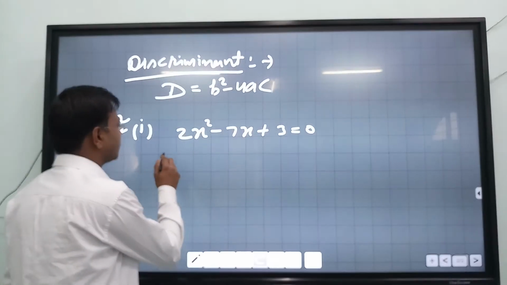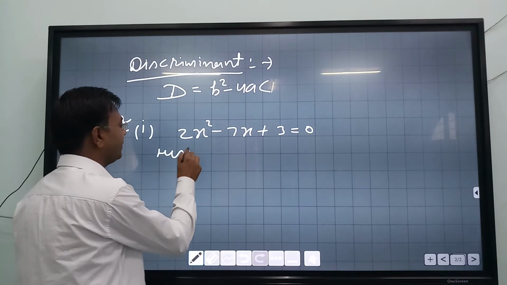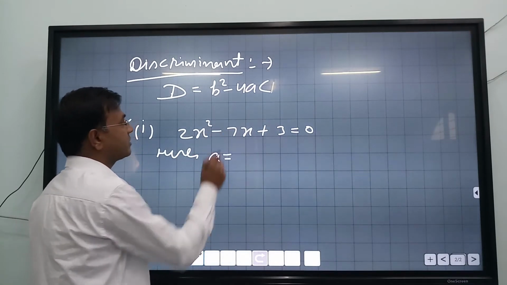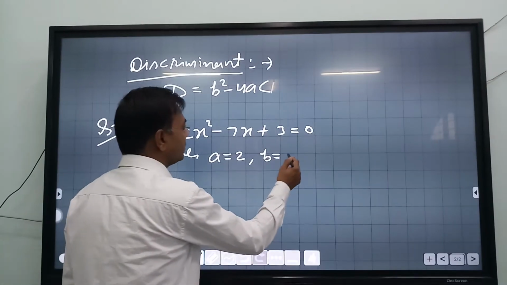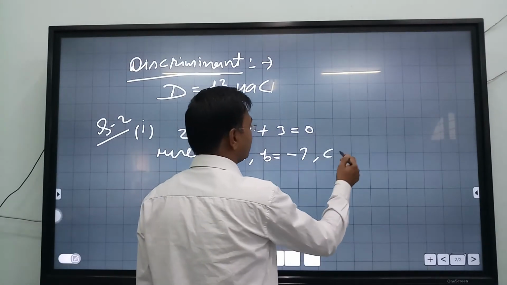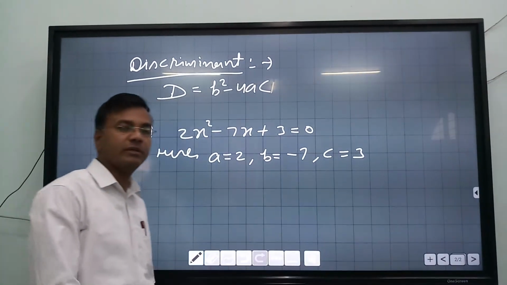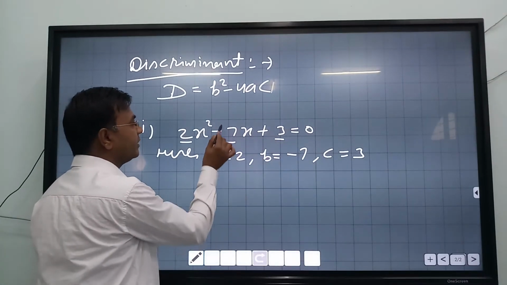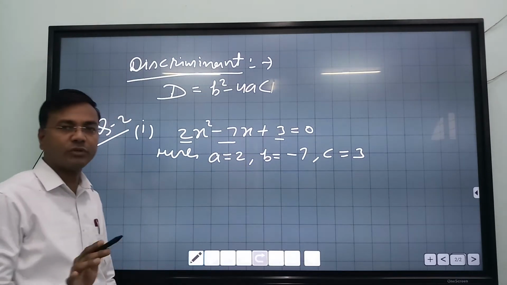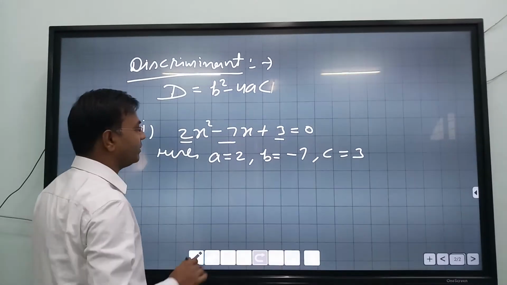First of all, compare the given equation with the standard quadratic equation, that is a equals 2, b equals minus 7, and c equals 3. A, B, C: 2, minus 7, 3. Take the minus sign also. Do not ignore it, otherwise the value of b will be wrong.